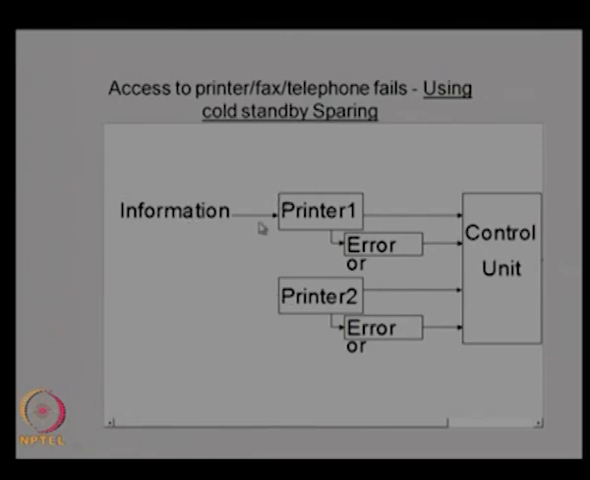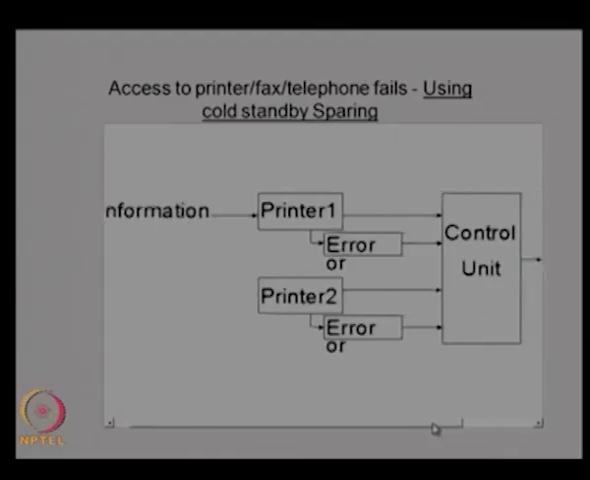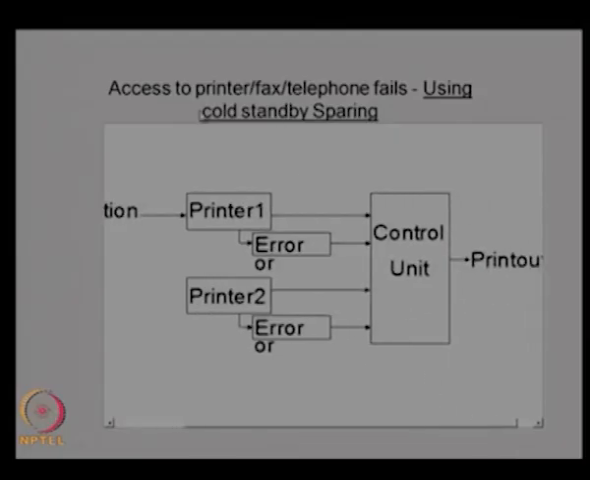Automatically it will be redirected to printer 2, though printer 2 will not be in on mode. So you can keep it in cold standby, and whenever needed it can be activated and then used for printing the output. This can be in a cold standby because the time delay in activating it may not be a critical issue here. That is why we can have it in a cold standby method.